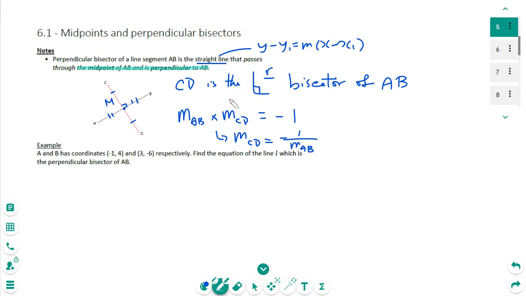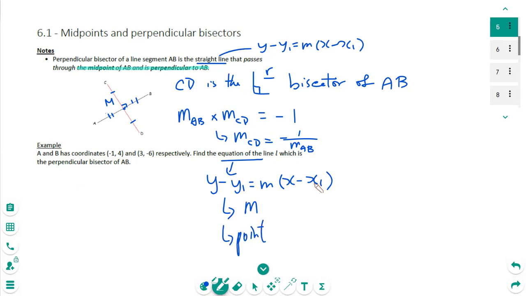Okay, right. So we're going to use this example. A and B have coordinates (-1, 4) and (3, -6) respectively. Find the equation of the line L, which is the perpendicular bisector. This is still a straight line, so we're going to use y minus y1 equals m(x minus x1). Tell me the two things that you need to use this formula. Yes, you're right: the gradient and a point.